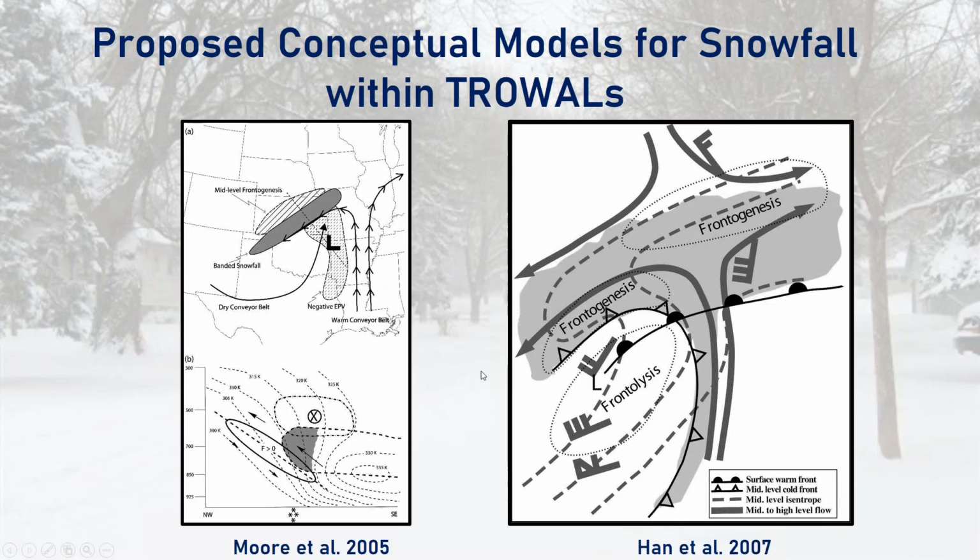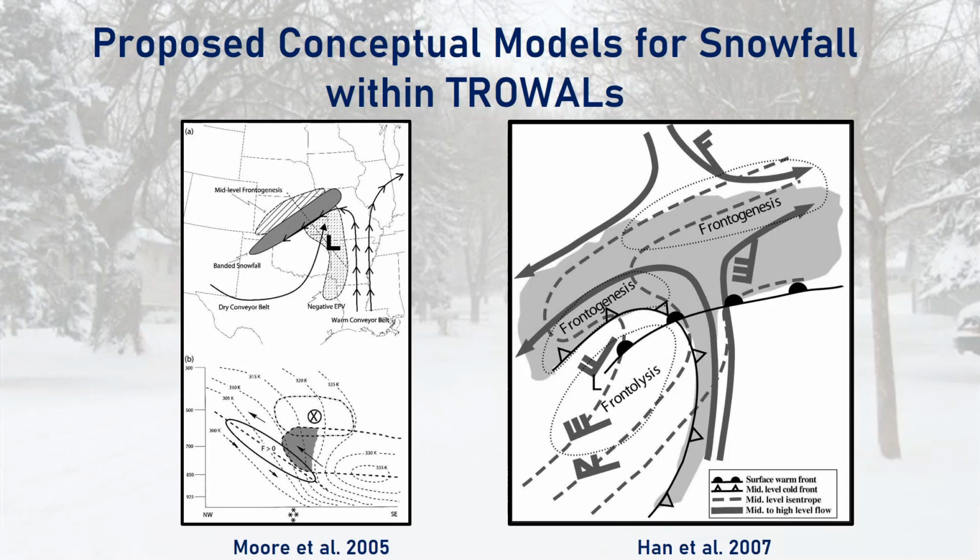Michelle Hahn and colleagues at the University of Illinois 2 years later got a different scenario. What they said is, well, what we're seeing is that there's frontogenesis along the cold frontal side of the TROWAL. And you can see here's the theta E ridge here. And so all our lift and all our snow is actually south of the theta E ridge.